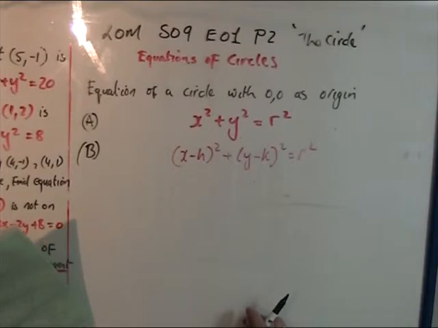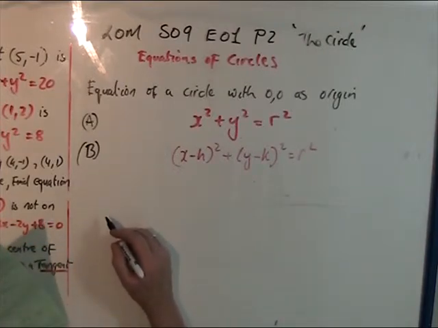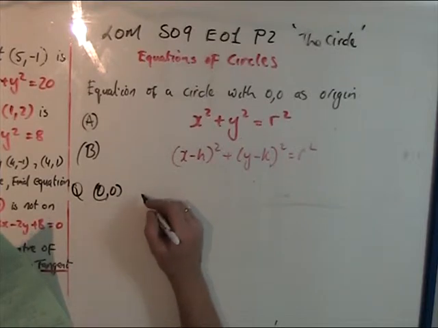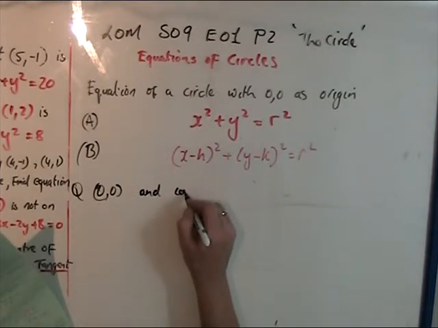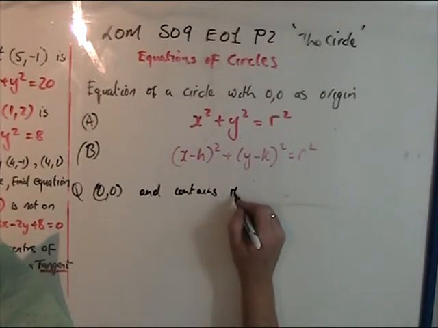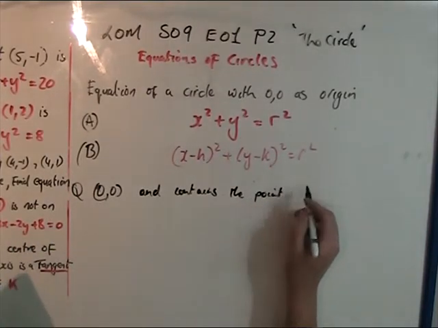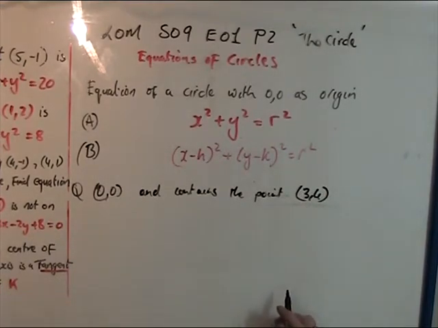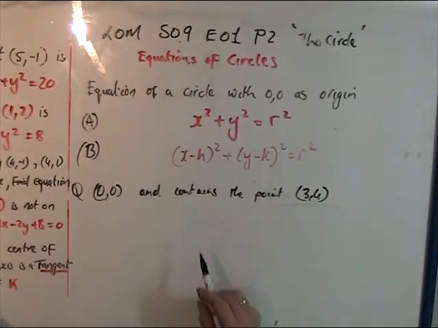Okay, so I'm going to do questions for A. It says write down the equation of a circle with center 0, 0, and it contains the point 3, 4. Now remember this: a lot of these questions are interwoven with Series 7, which is the line. There are a lot of similar things, like the midpoint and the slope of a line.